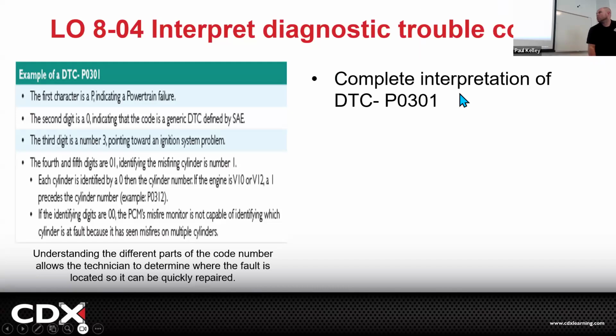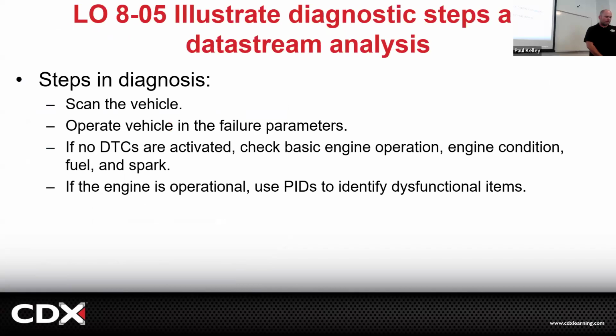All right, cool. So if you have a V8, you could have P0301, 2, 3, 4, 5, 6, 7, or 8. But if you have a 4-cylinder, it's P0301, 2, 3, or 4, right? So they do suck up a lot of numbers with just misfires because you have multiple cylinders. Similar with ignition coil codes or injector codes, right?